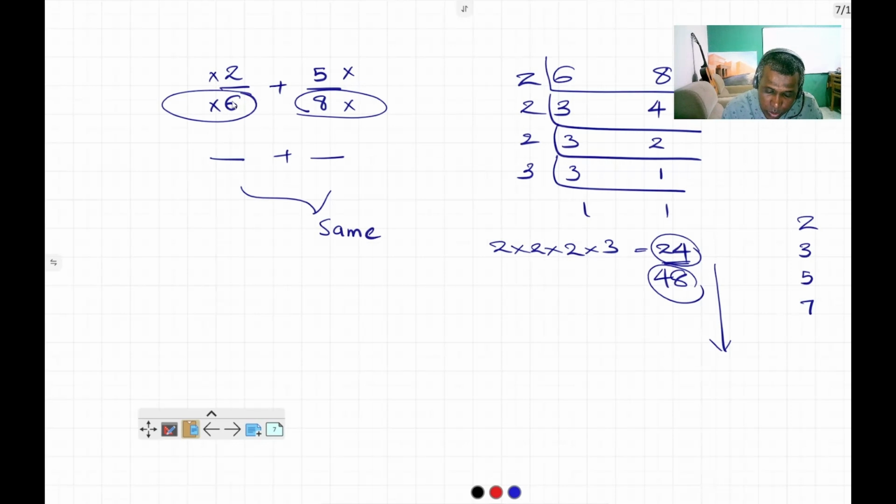Now I want to convert this one into 24. What do I have to do? 24 is 6 times what? Where can I get 6? Here it's 6 times 4. Here it's getting 4. 6 is already there, that is 2 times 3 is 6. Next one is 2 times 2 is 4. That means you want to multiply this one by 4. Next, 8 you want to take.